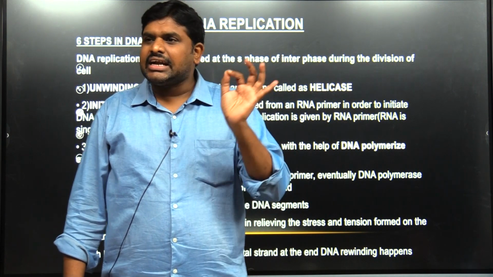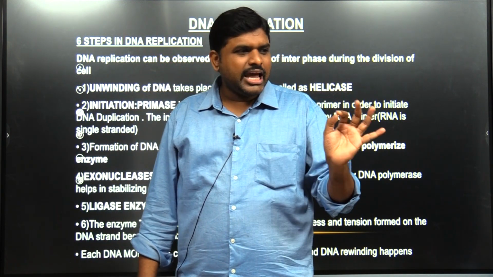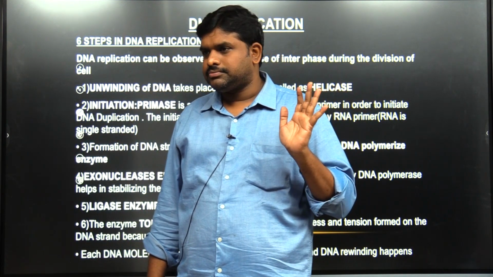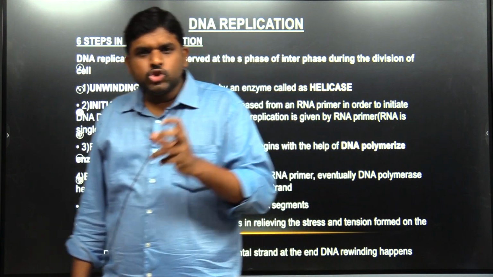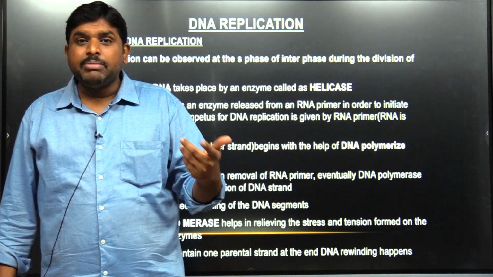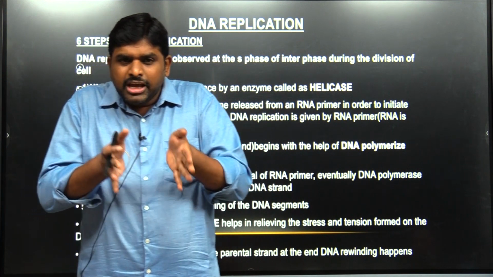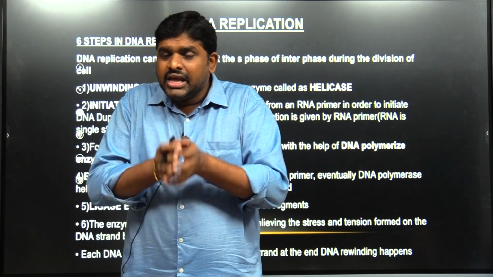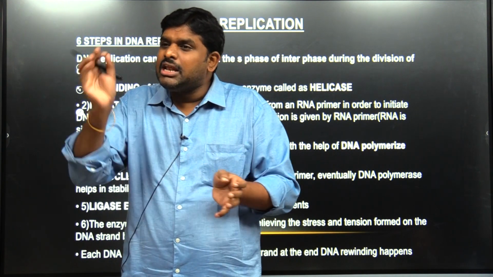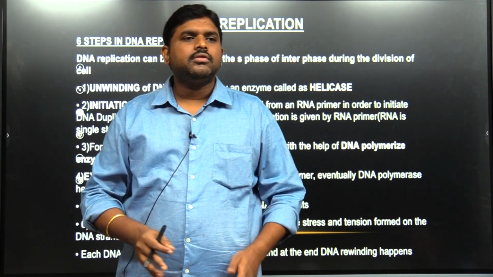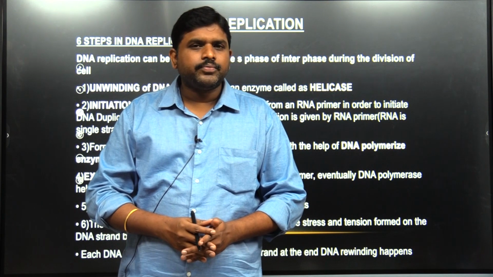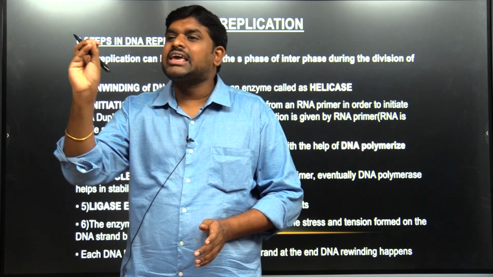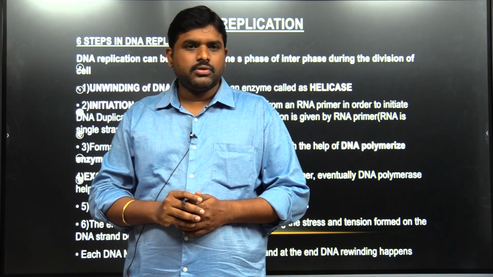Enzymes will act as catalysts. If there is no enzyme, then the DNA replication will not happen. So the doubling of the chromosomes is happening because of the doubling of the DNA. The doubling of the DNA is happening mainly because of the role of enzymes. Enzymes have a huge role, like catalysts, like chemicals.